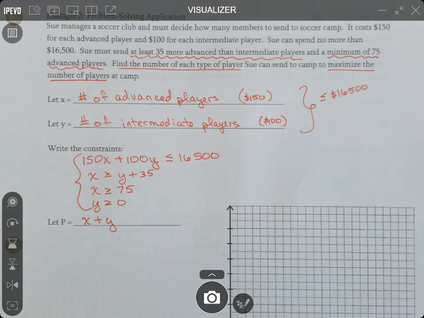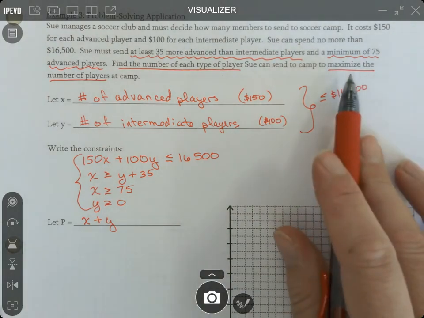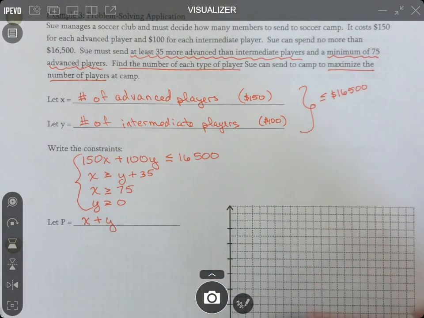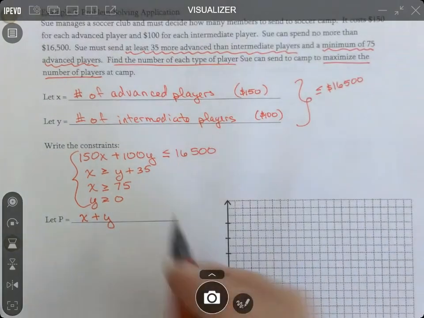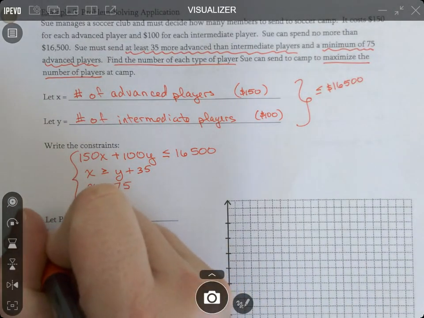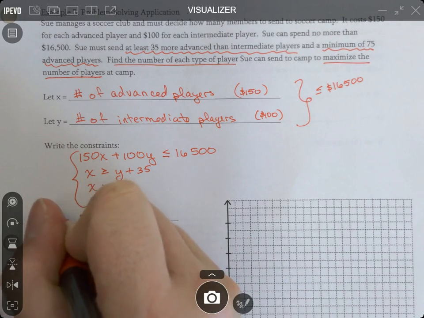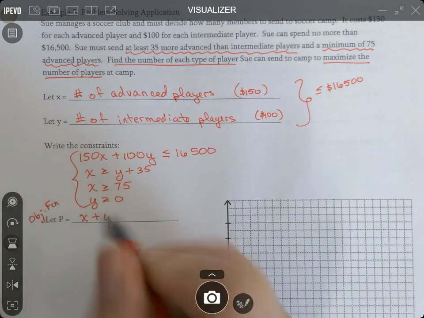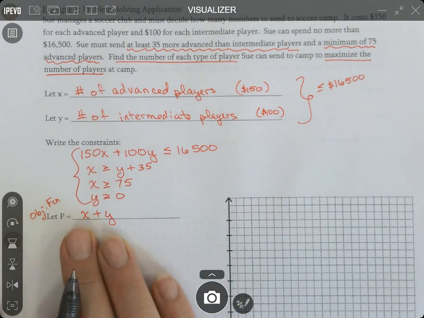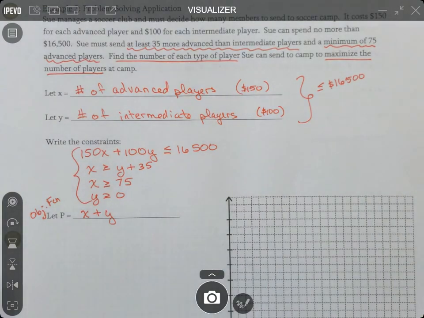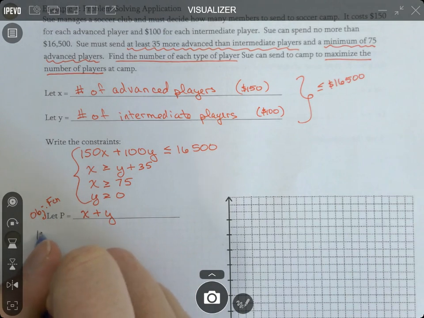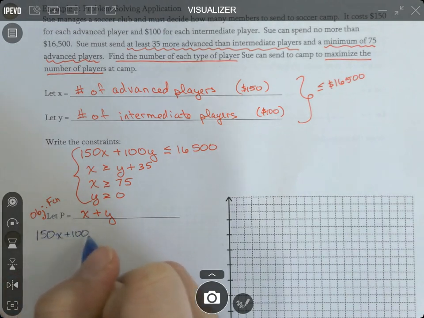Okay, before I can find the maximum number of players, I need to graph it and I need to pull my vertices. So this objective function, I'm going to abbreviate, objective function comes into play at the end. You are not graphing it. Okay, so we need to take a little time. I'm going to use X and Y intercepts again. So do a little math, find your X and Y intercepts.